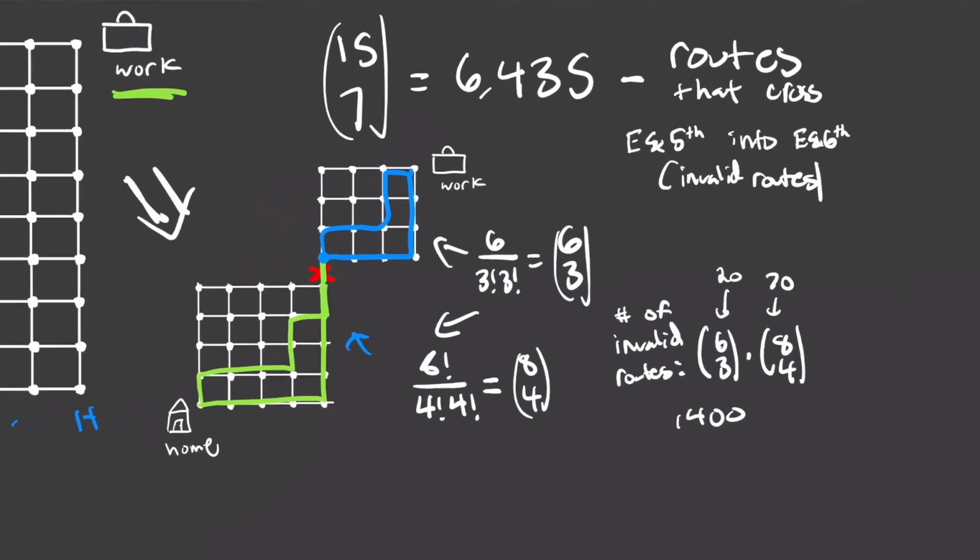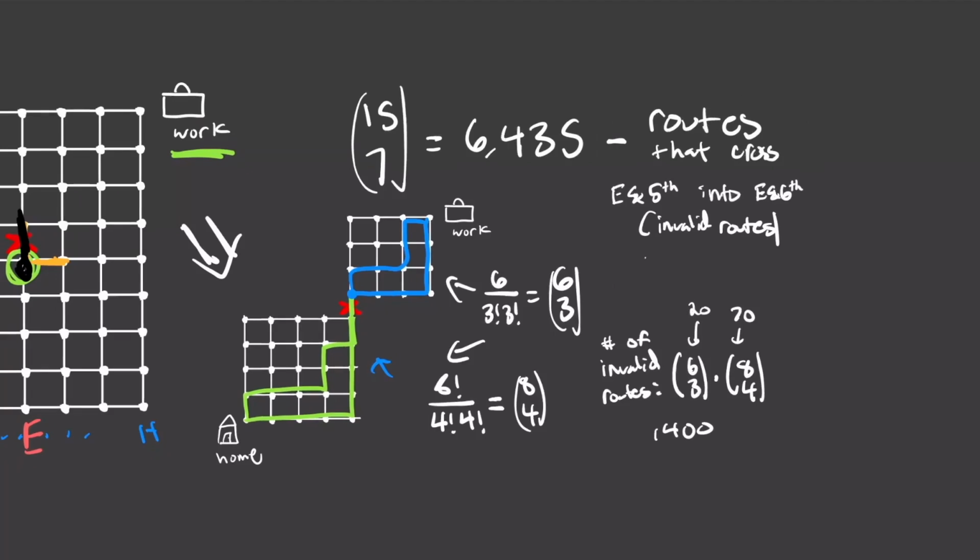And then when we end up subtracting 1400 from our total, we're going to plug in 1400 here, right? So once we plug in 1400 here, once we do the subtraction, we're going to end up getting 5035, which will be our final answer.